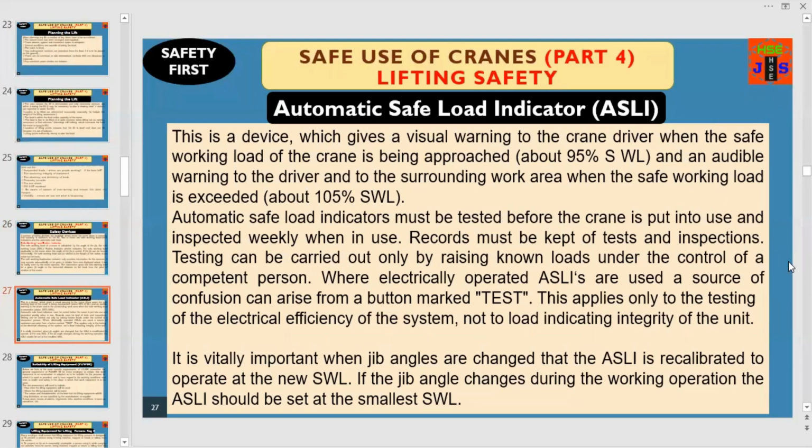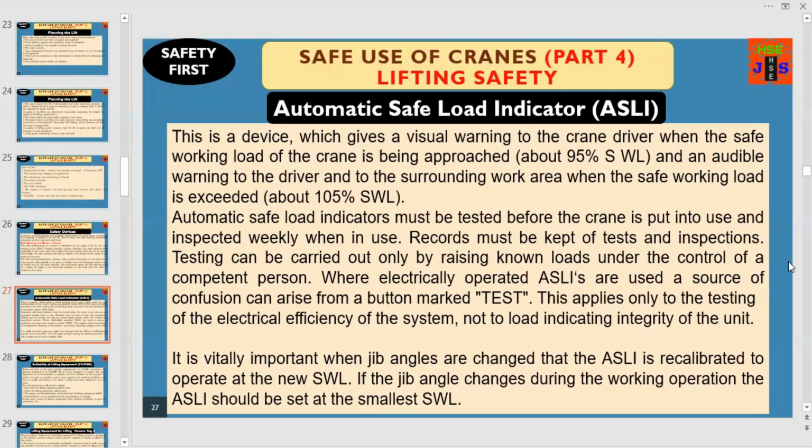Automatic safe load indicators must be tested before the crane is put into use and inspected weekly when in use. Records must be kept of tests and inspections. Testing can be carried out only by raising known loads under the control of a competent person.